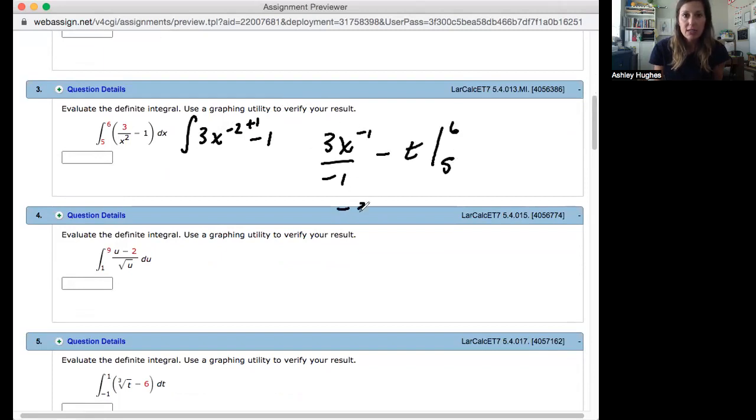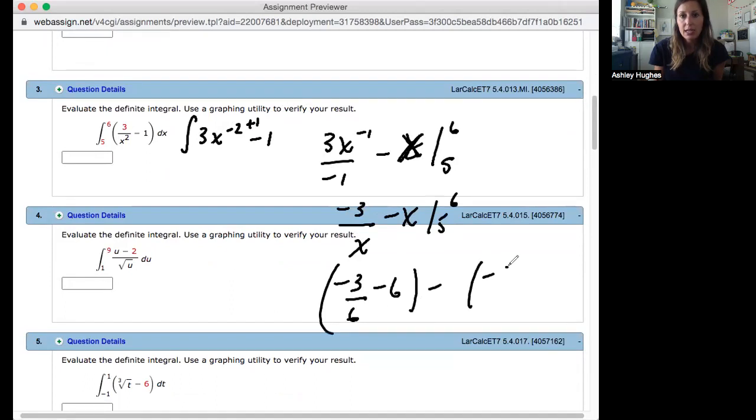I would rewrite this as negative 3 over x. Oh, I switched my x's and my t's, sorry. Minus x from 5 to 6. So that's going to be negative 3 over 6 minus 6, minus negative 3 over 5 minus 5. Then you're going to carefully figure out what that's equal to. Be very careful: when you put this minus, you're going to want to put parentheses around the second part when you plug in the values. So be careful to do that.